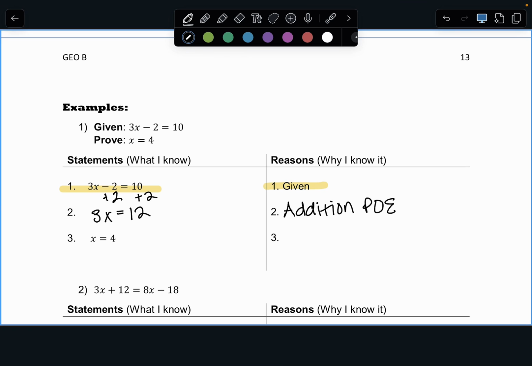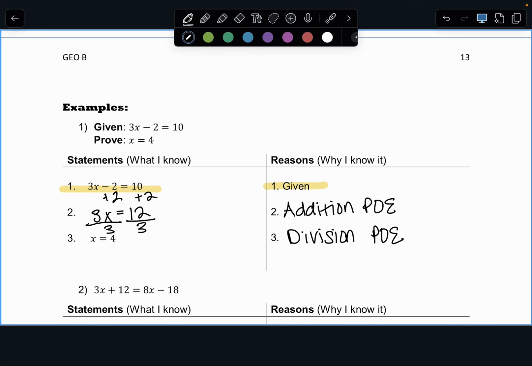And then I know the next one. All right, Jordan, to get from 3x equals 12 to x equals 4, we divided by 3, which would equal x equals 4, which then would be division POE. And since we divided by the same number on both sides, division POE.